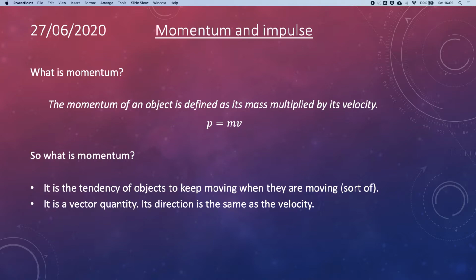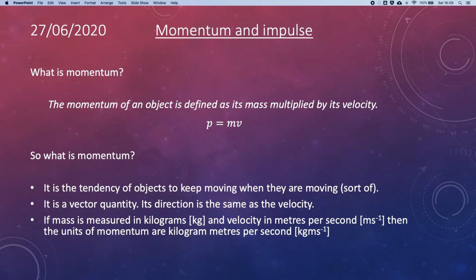If its momentum is bigger, with bigger mass or bigger velocity, we're going to need a bigger force to make it change. Via Newton's second law, force is mass times acceleration. If we want its speed to change, acceleration, we need a bigger force. If we have a bigger mass to change, we're going to need a bigger force. If the mass is measured in kilograms and velocity in meters per second, then the units of momentum are kilogram meters per second. Smoosh the two together.